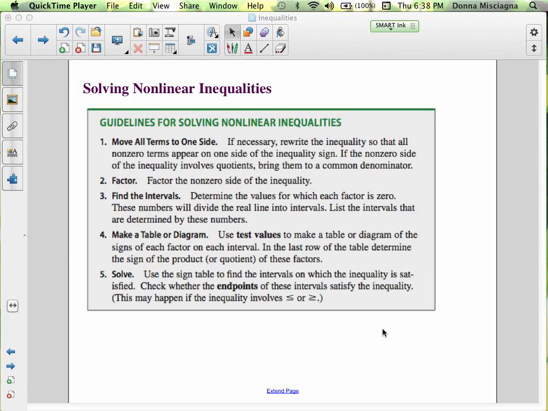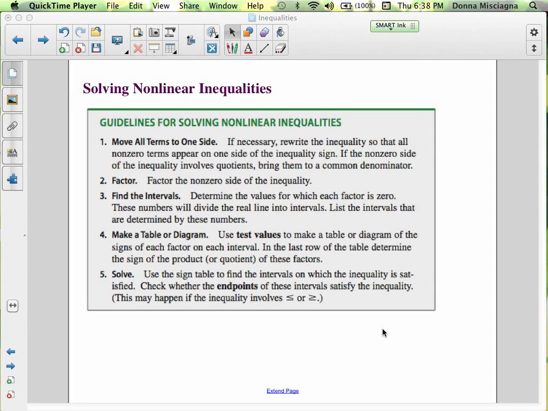Second, we'll factor the non-zero side of the inequality. Third, find the intervals. Determine the values for which each factor is 0. These numbers will divide the real number line into intervals. List the intervals that are determined by these numbers. Make a table or diagram. Use test values to make a table or diagram of the signs of each factor on each interval. In the last row of the table, determine the sign of the product or quotient of these factors.